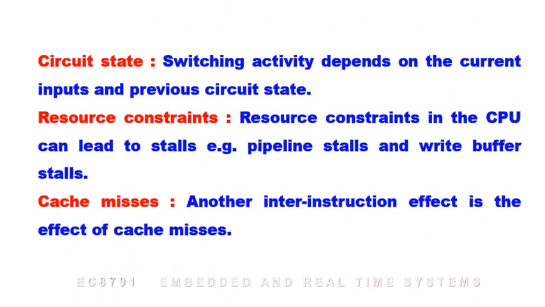Circuit state: switching activity depends on the current inputs and previous circuit state. Resource constraints: resource constraints in the CPU can lead to stalls, for example, pipeline stalls and write buffer stalls. Cache misses: another inter-instruction effect is the effect of cache misses.